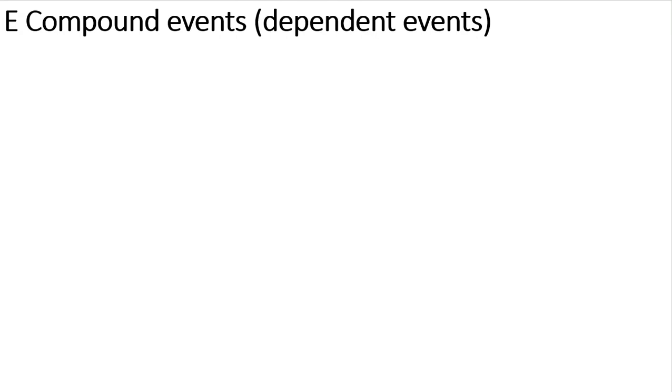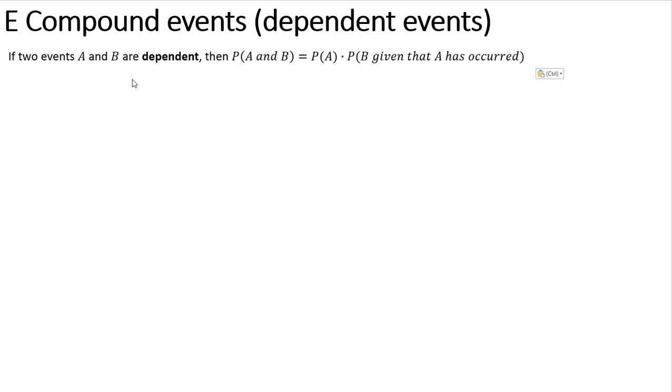In this video, we are going to focus on dependent events. If two events, A and B, are dependent, then the probability of event A and event B occurring is equal to the probability of event A occurring times the probability of event B occurring given that A has occurred, because they are dependent.